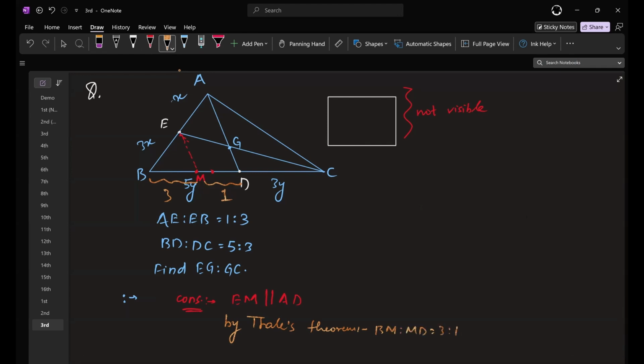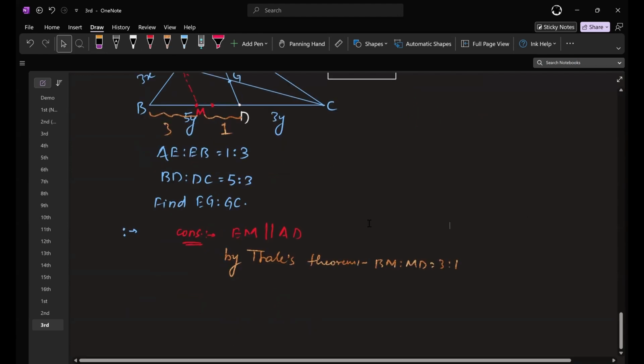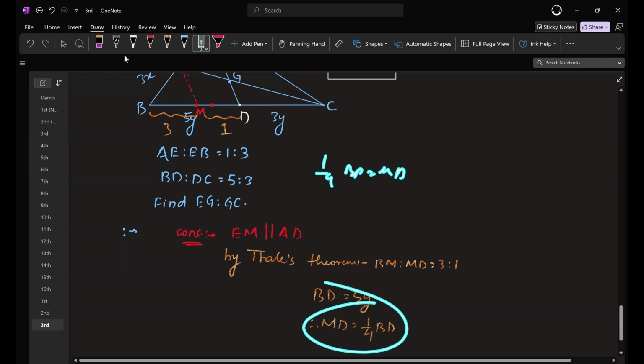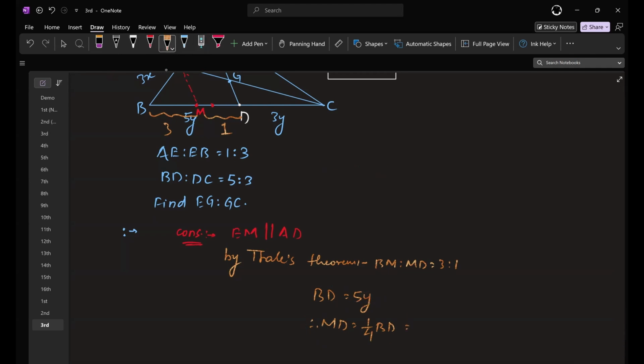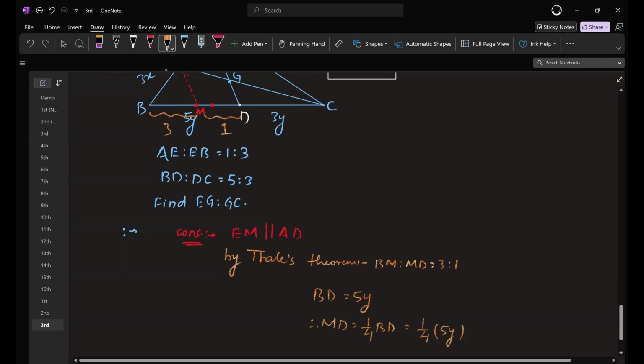By Thales' theorem, we can write BM is to MD is equal to 3 is to 1. Have you written down everything? And we know BD is equal to 5y, right? And MD is equal to what? 1/4 BD, if I'm not wrong. BD is 3 plus 1 and MD is 1, so 1/4 BD is equal to MD. It means MD is equal to 1/4 into 5y. So MD side length we have successfully found out.